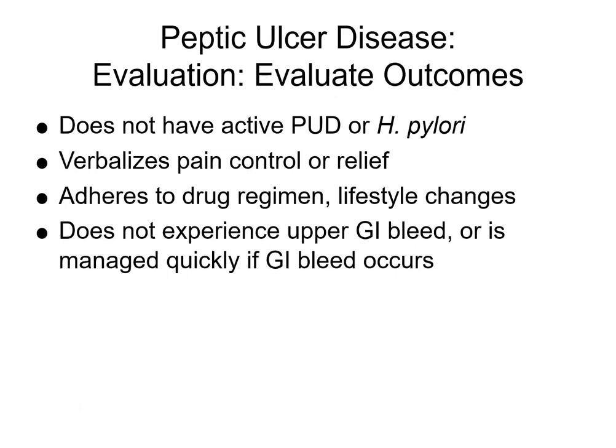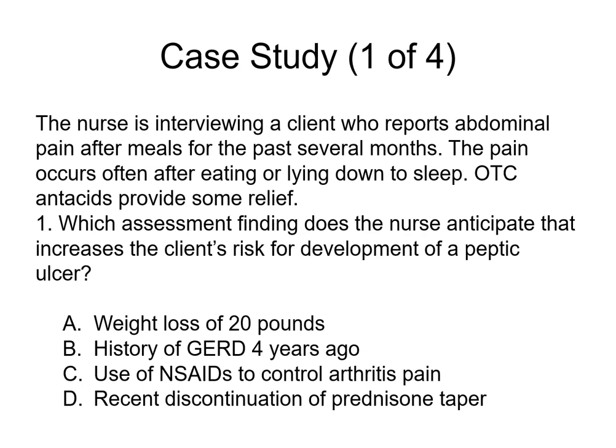This is the evaluation after the patient has been treated. They are free of peptic ulcer disease flare-ups, and they're not experiencing any GI complications. Now we have a case study. The nurse is interviewing a client who reports abdominal pain at meals for the past several months. The pain occurs often after eating or lying down to sleep. Over-the-counter antacids provide some relief. Which assessment findings does the nurse anticipate that increase the risk for development of a peptic ulcer?